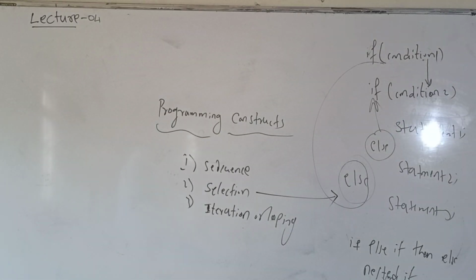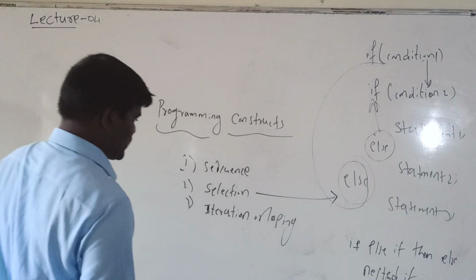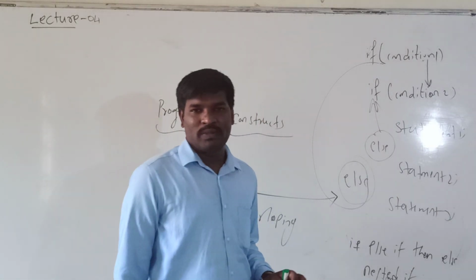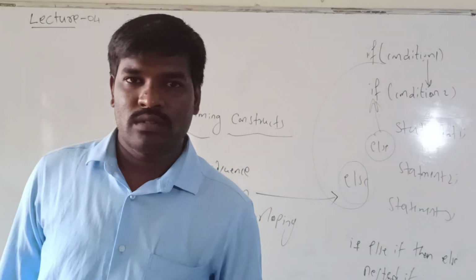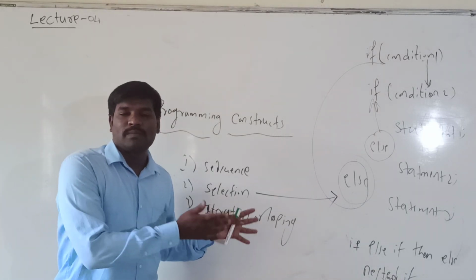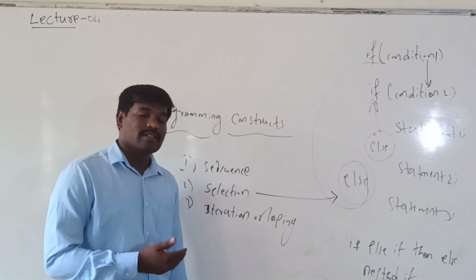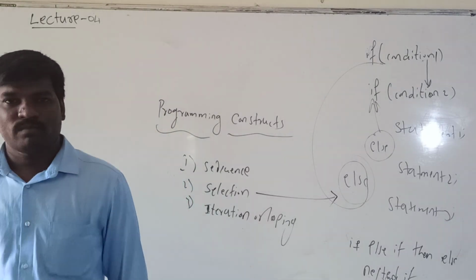So the third one is iteration. Iteration or looping means repetitive. Whatever statements are defined can be repeatedly executed.